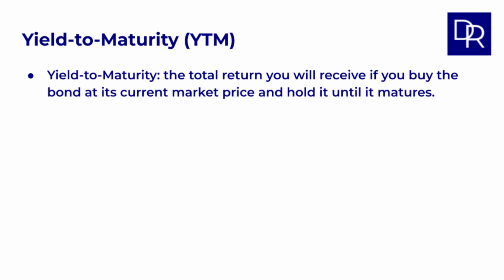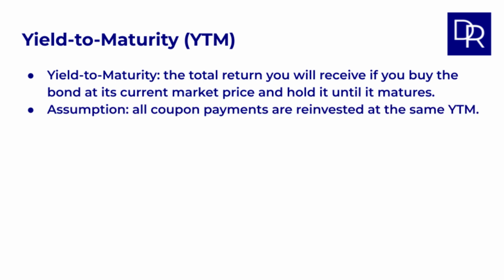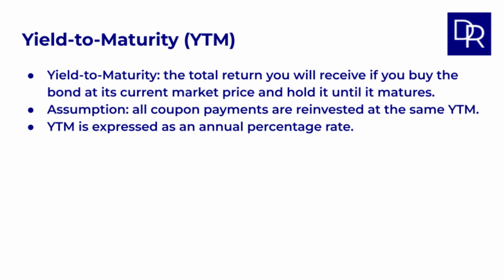Now, what does yield to maturity actually mean? Simply put, the yield to maturity is the total return you will receive if you buy the bond at its current market price and hold it until it matures. The crucial assumption is that all coupon payments are reinvested at the same yield. It's expressed as an annual percentage rate.